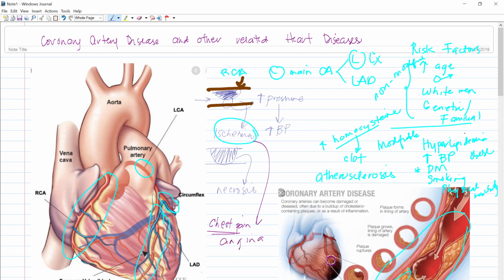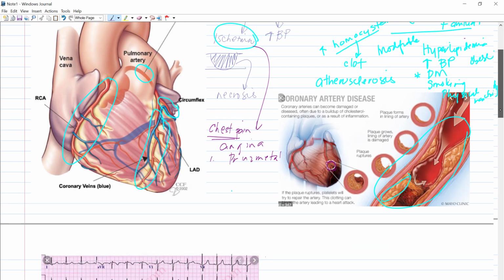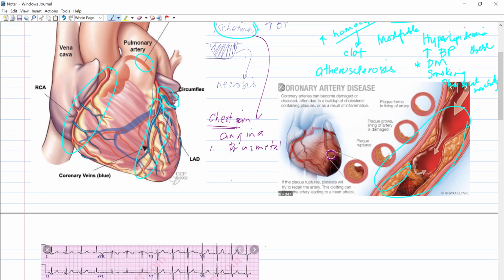there are different types of angina, and you know this already, but let's just put it here. We have here Prinzmetal angina, and Prinzmetal angina is also known as variant angina. This type of chest pain occurs even when the patient is at rest. The second type of angina is microvascular angina, which is very commonly seen in postmenopausal women.